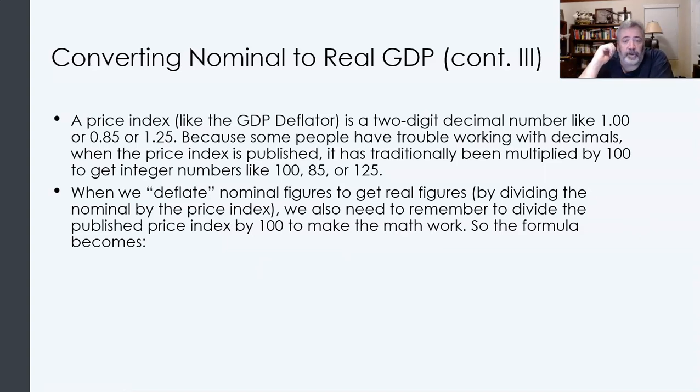It's a price index. It's a 2-digit decimal number. It's not a percent. Okay? But we do multiply that decimal by 100 to get rid of the point, but it's not the same as a percent. It's just an index value. It's a way of seeing change a little bit clearer without having to deal with messy decimals. So when you deflate nominal figures to get real figures by dividing that nominal by the price index, we need to remember to divide the published price index by 100 to make the math work.